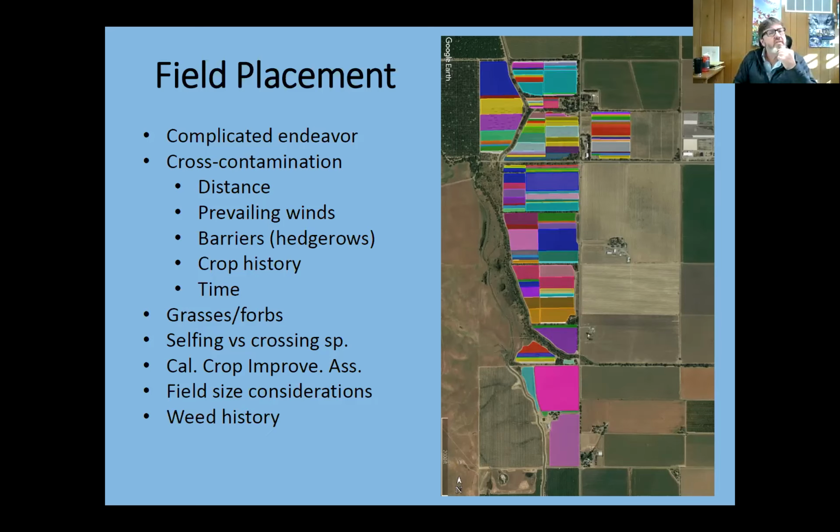Another thing to consider also is the size of the fields. We have some targets that we're trying to meet each year. It might be 2 acres of a given species or half an acre or 5 acres. And so amongst all of these other constraints, we have to figure out how to place these fields amongst the various sizes that we're trying to target. So it adds a lot of complications.